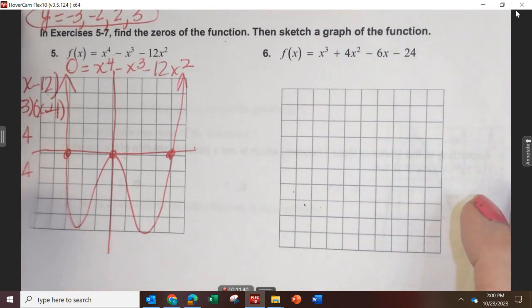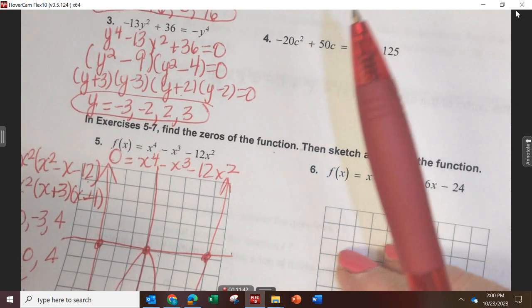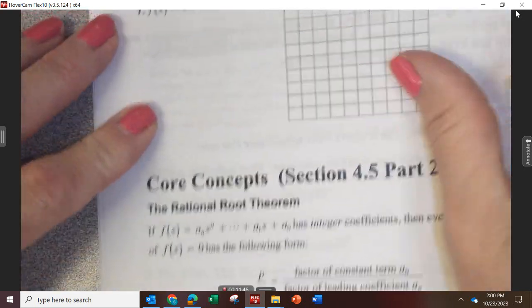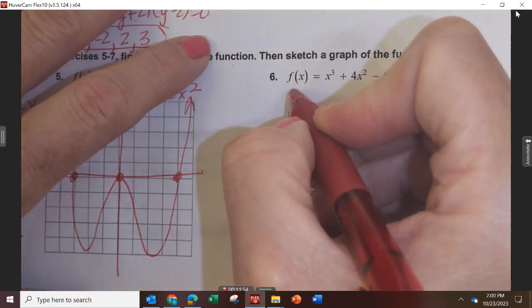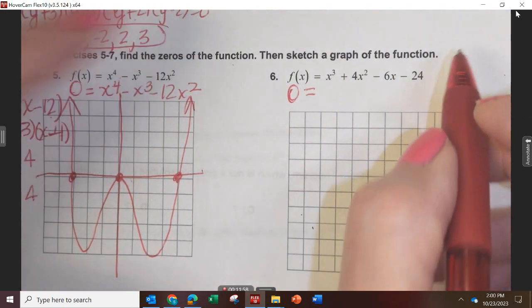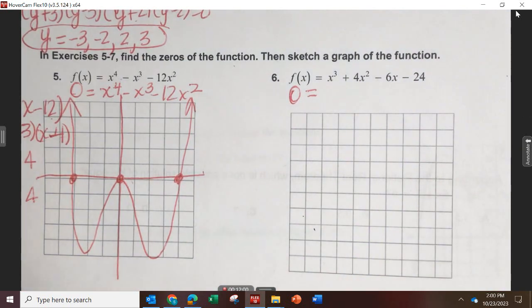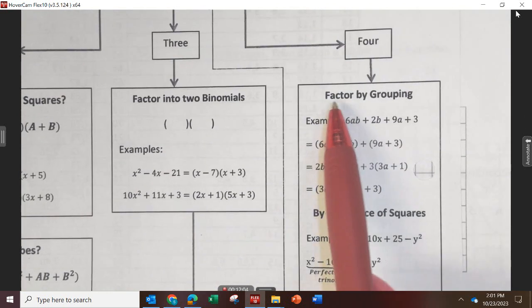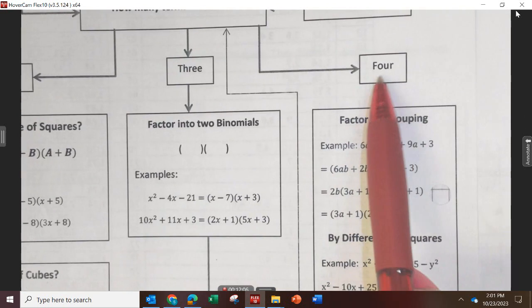All right, let's do one more. This one's not going to be too different. Let's go ahead and do 6. All right, so I'm going to set this equal to 0. And what's a good process to use for factoring when I have 4 terms?